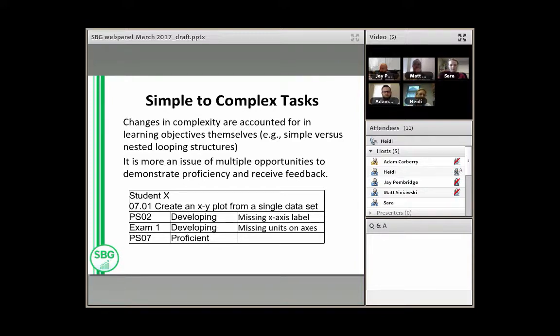What we do focus on more is the multiple opportunities to demonstrate proficiency. So in my example here, they've had to create a single data set plot on an XY plot. And so they had to do that in problem set 2. It came up on exam 1, and then it comes up again in problem set 7. And so along the way, they're getting feedback. And on the problem set, it was probably only worth 1 point. On the exam, that same learning objective might have been worth 3 to 5. And so it's more about the multiple opportunities, and all of the point values stick for the whole semester and are part of their final grade.